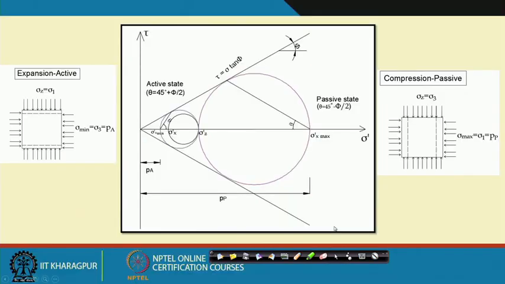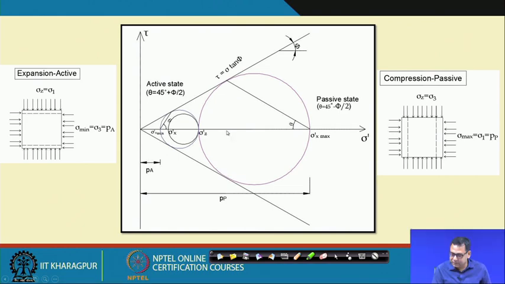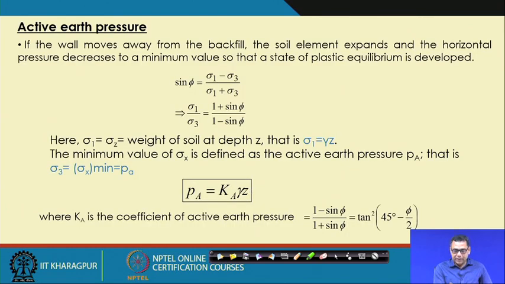So, this is the figure that I have already discussed. In case of active it is expansion, in case of passive it is compression. So, here sigma x value increases, here sigma x value decreases. And these are the active and passive cases; in the active case theta value is 45 plus phi by 2. For the passive case, this theta value is 45 degree minus phi by 2. So, these things I have already discussed, and this is the expression I have already discussed.